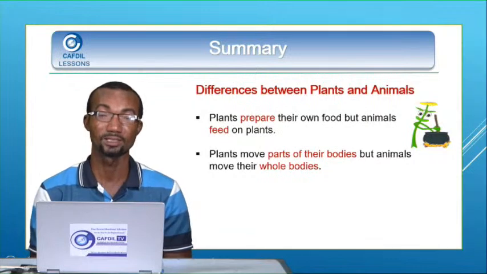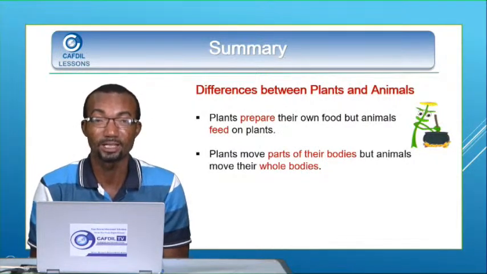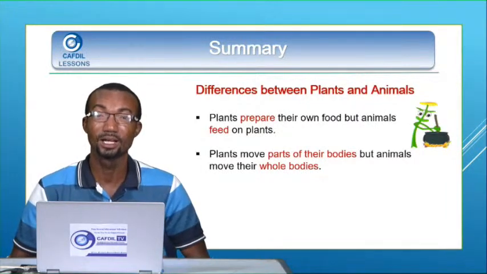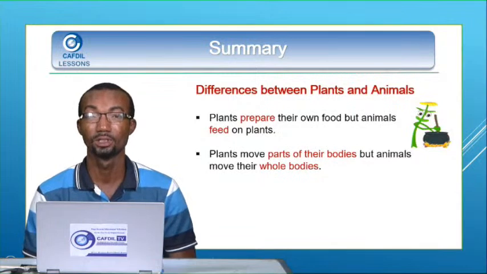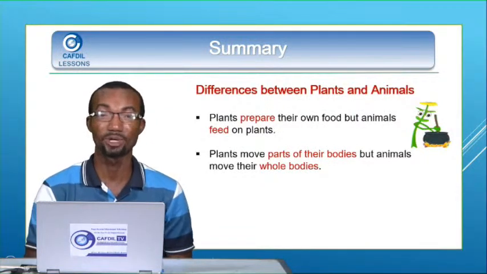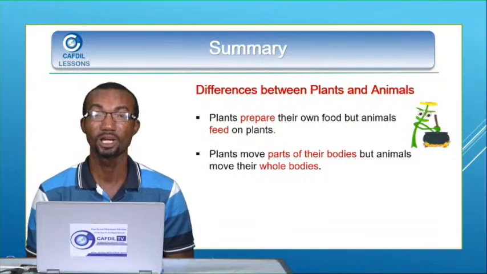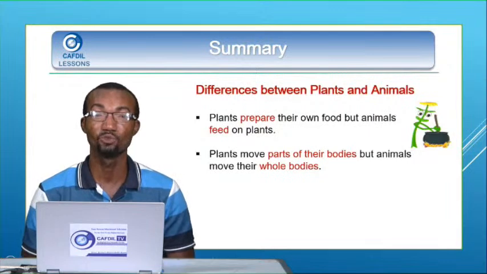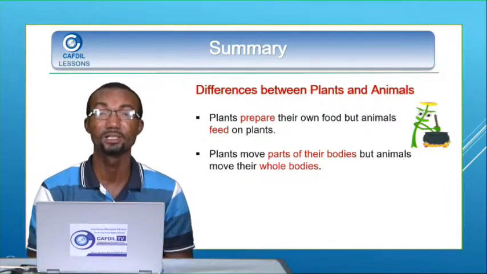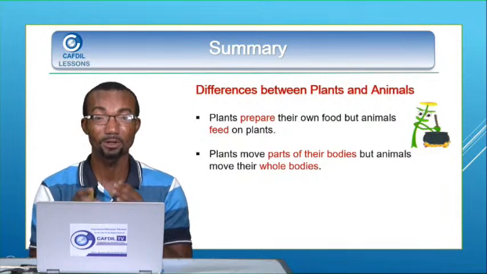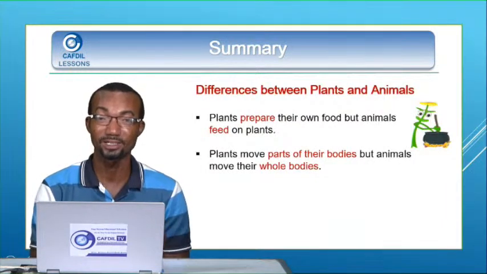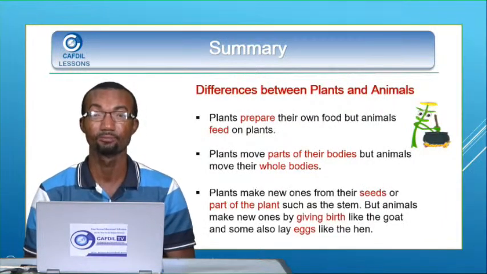But when you come to plants, plants are fixed firmly in the ground. They cannot move from one place to another because the roots are firmly fixed in the ground. The only movements you can see are the branches and the leaves. So plants move parts of their bodies, especially the branches and the leaves. But animals move their whole bodies from one place to another.